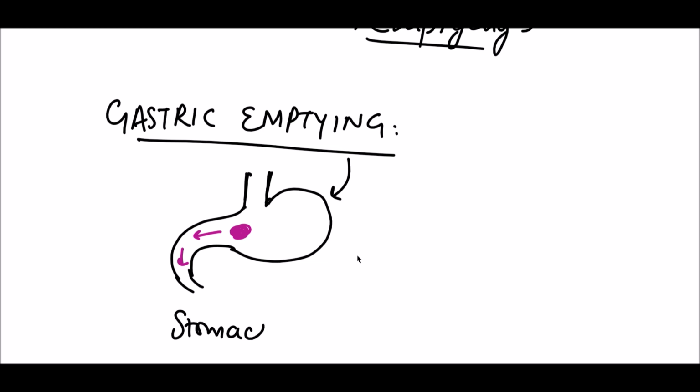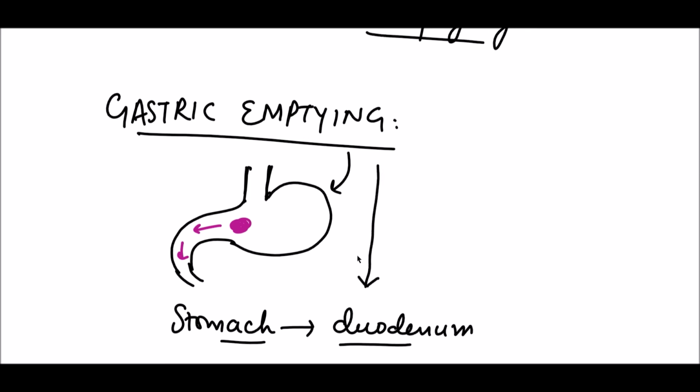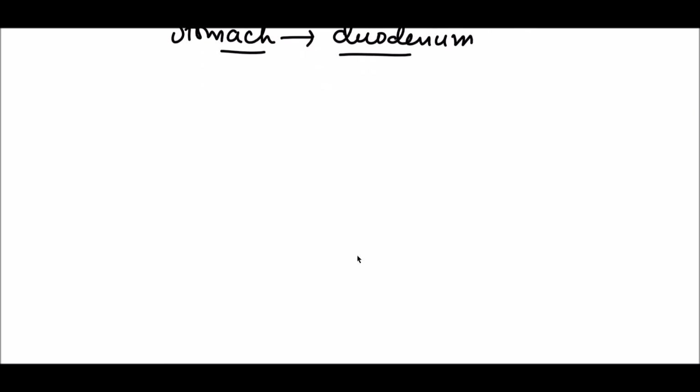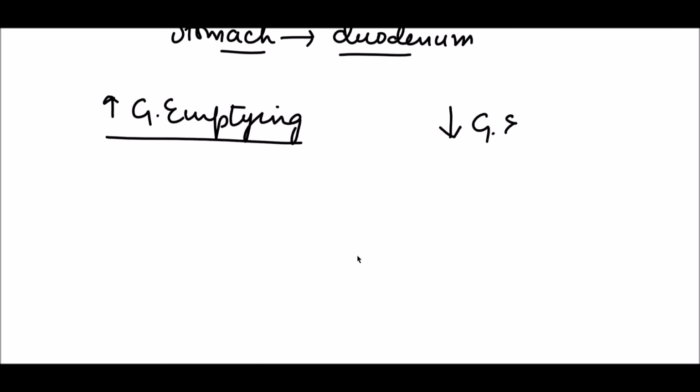Now why gastric emptying is an important topic is because there are different factors which cause increase or decrease in gastric emptying, and we need to know those factors, and we also need to know which factor is important and which is not. So there are some factors which can cause increase in gastric emptying and there are factors which cause decrease in gastric emptying. First let us discuss factors which cause increase in gastric emptying.